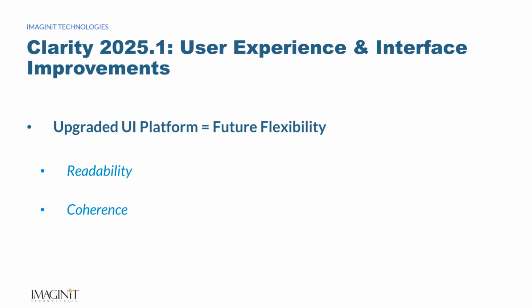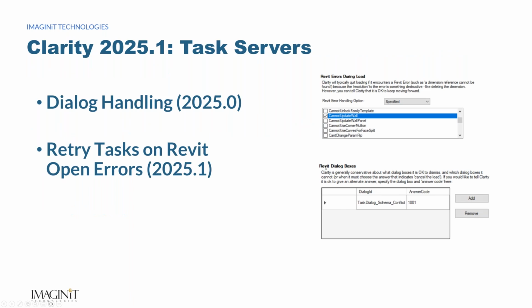Also in user experience and interface, we've upgraded our UI platform. It's going to give us future flexibility in making changes that are better for usage of Clarity and make it a little more fun to use. But we did make some changes this release with a focus on readability and coherence. There were a few areas that customers said they had a little difficulty understanding, such as global metadata mapping. We just made it a little easier to understand, use, and function better.